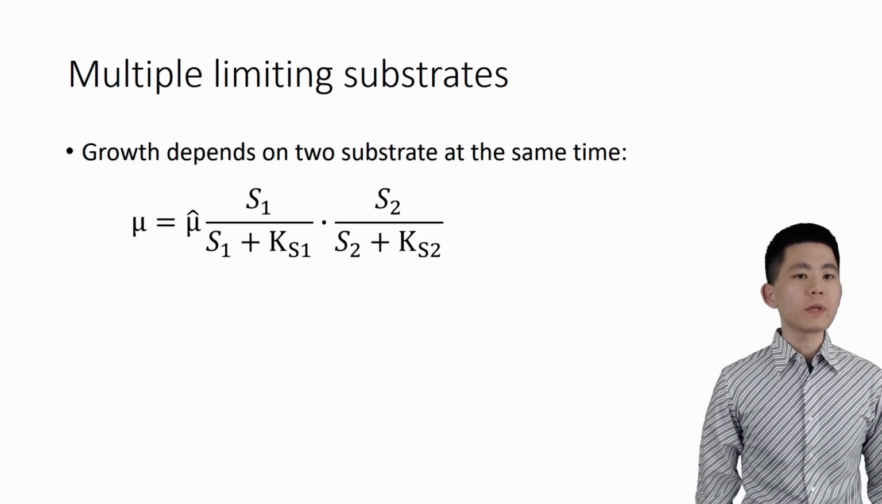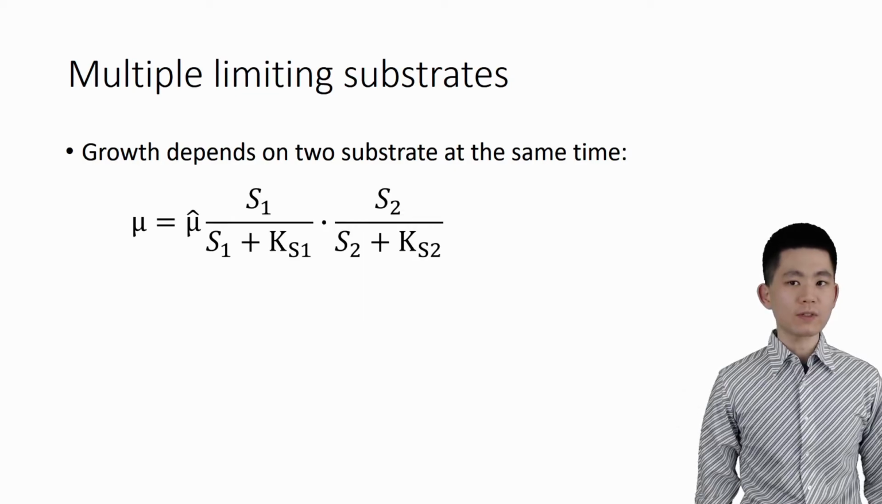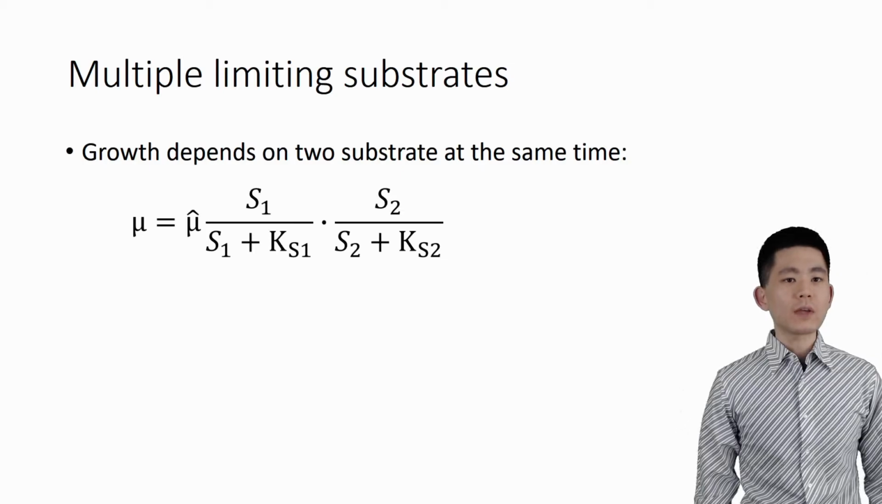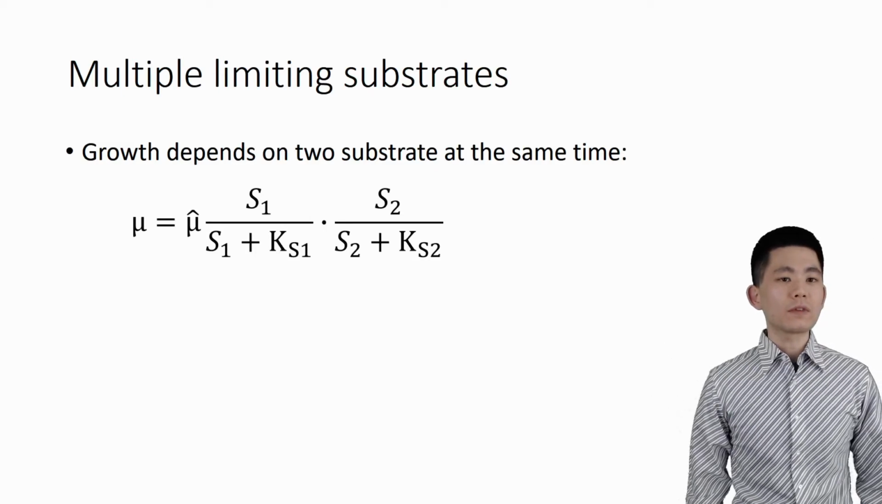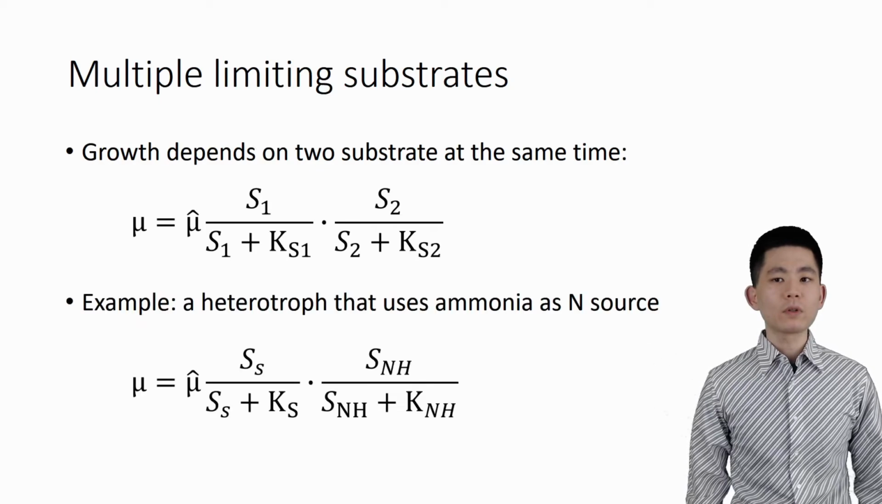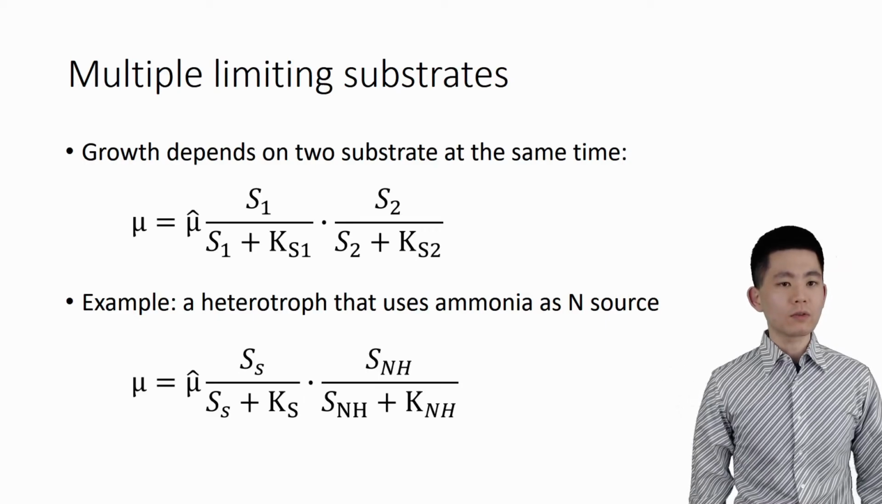If there are two limiting substrates, the growth rate mu is determined by both substrates simultaneously. High concentrations of both substrate 1 and substrate 2 are needed for a fast growth rate. A decrease of either of the substrate concentrations can reduce the growth rate. An example of multiple limiting substrates is the heterotroph that uses ammonia as nitrogen source. Both organic carbon and ammonia concentrations control its growth rate.